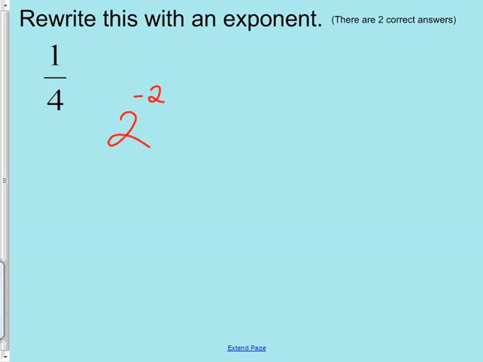Okay, but the problem is, that's using a negative exponent. I'm not supposed to leave it that way, am I? Oh, okay. So what's another way to do it? Because that one doesn't count. 1/2 to the what? To the 2nd. Is that written with an exponent? Is it a positive exponent? All right, then that's an okay way to do it. Yes?